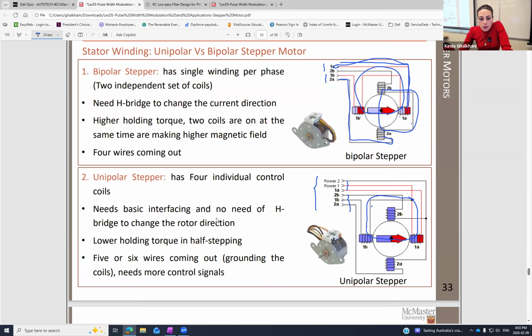Unipolar, pay attention. There are situations unipolar can have even 8 wires. Unipolar, sometimes it has even 8 wires in some settings, but bipolar is always 4. That's the difference between these two.